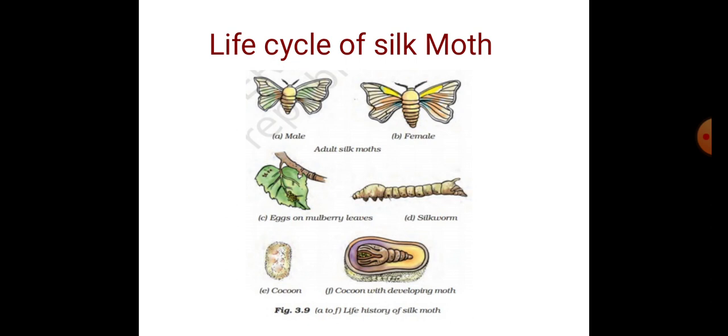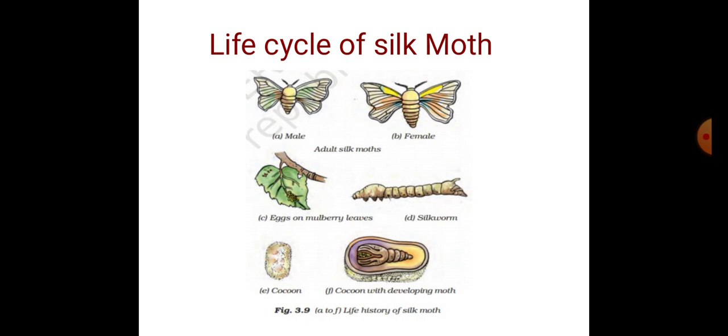When the pupa develops fully to form an adult silk moth, then the cocoon splits up and a beautiful silk moth comes out. The adult silk moth lives only for a few days. Remember that they can live for a few days only.